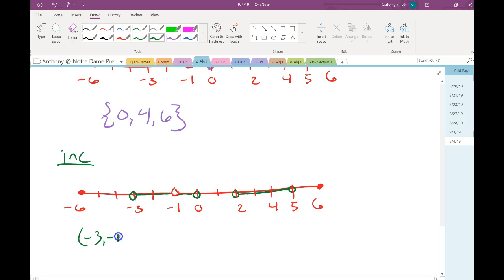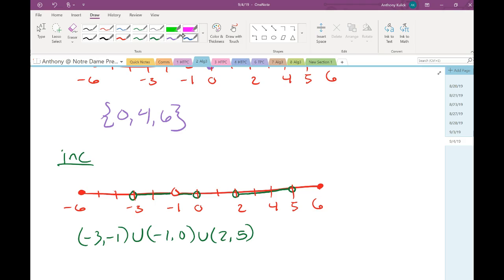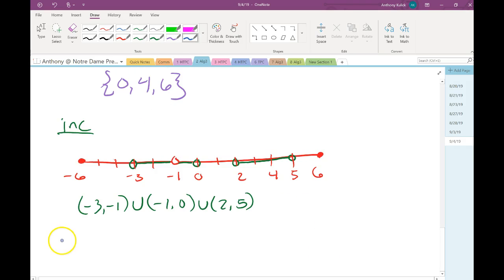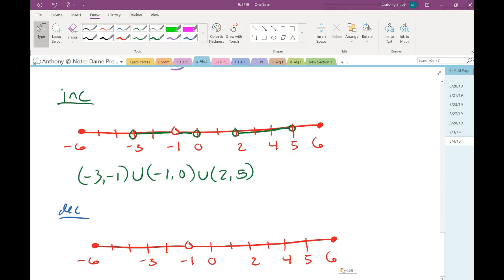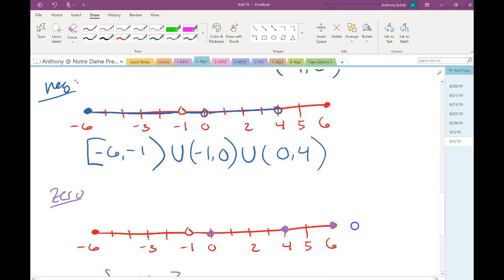So I have -3 to -1, -1 to 0, and then 2 to 5. Everybody okay with that? For the decreasings, go back and look at my graph.